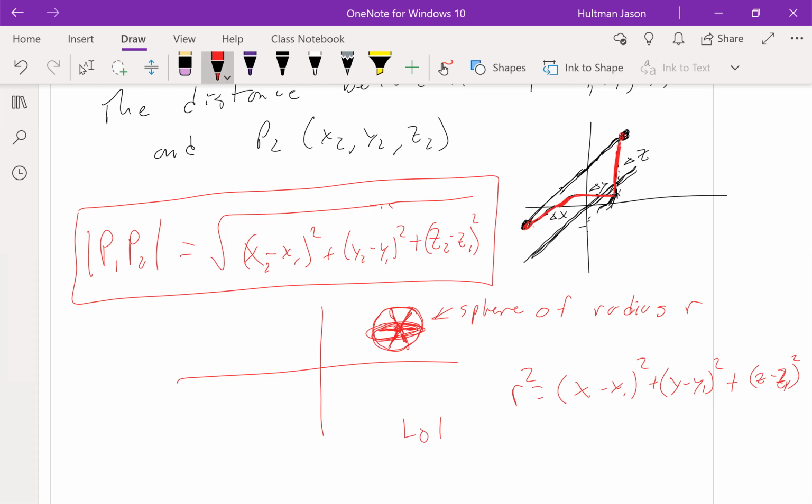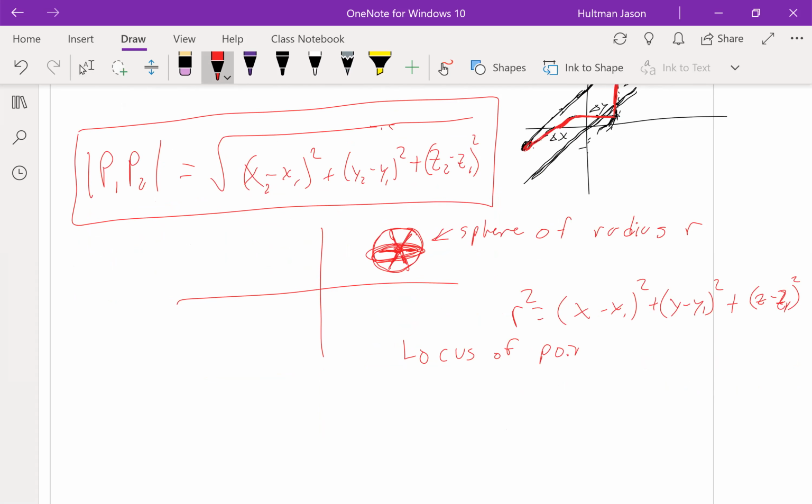Okay, so this is the locus of points. We say this is the locus of points equidistant from point x1, y1, z1.